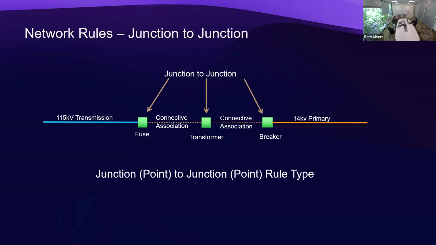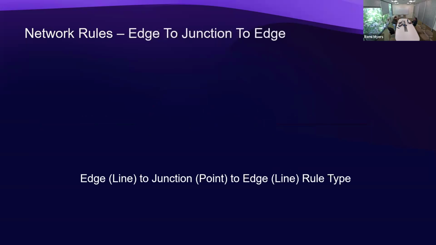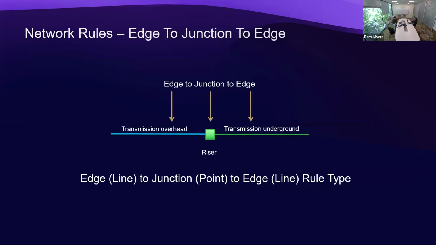We also have the ability to offset features. This is a new opportunity specific to the utility network. And we can offset things like the transformer from fuses and breakers on a pole or in a station. We call that a junction to junction rule type. If we've got a situation where we're going from overhead to underground, or we might be going in a pipe situation from a steel pipe to a plastic pipe, there's usually some sort of device that enables that transition. We use edge to junction to edge rule types for those.